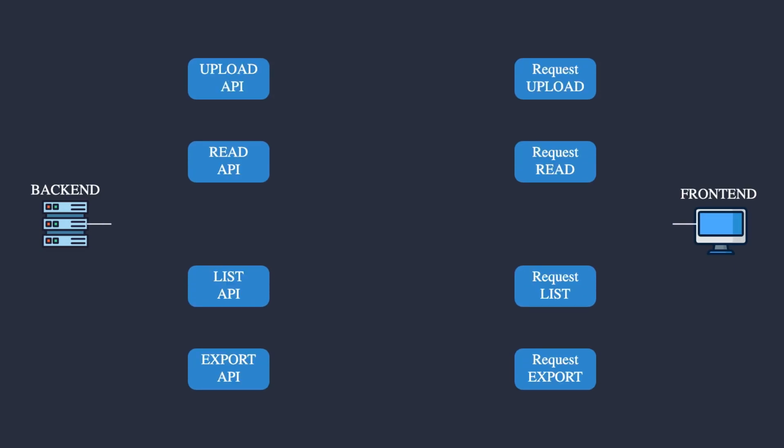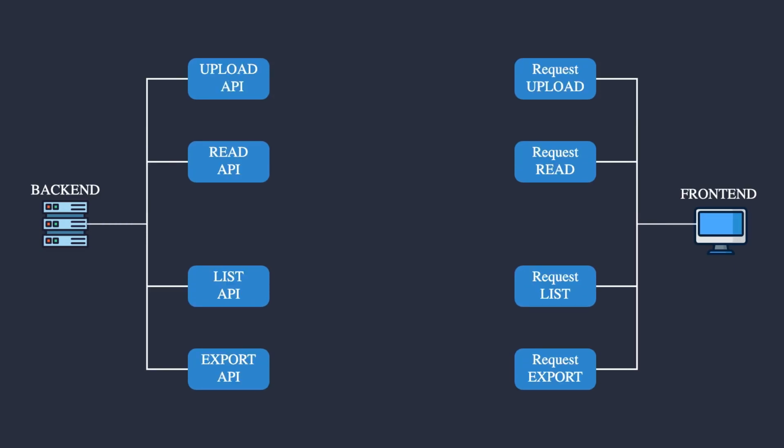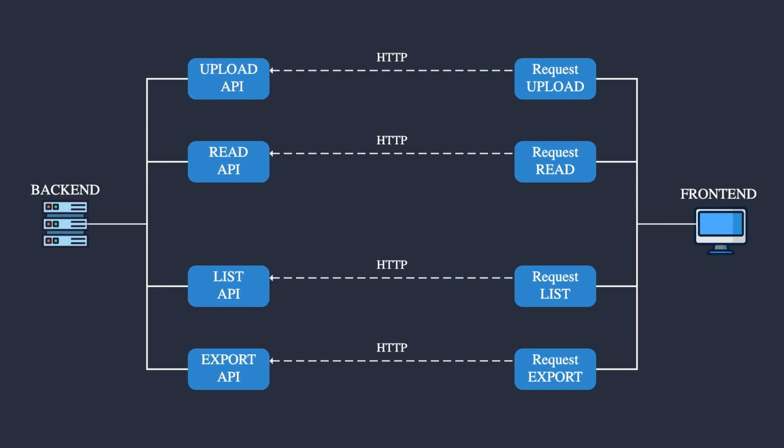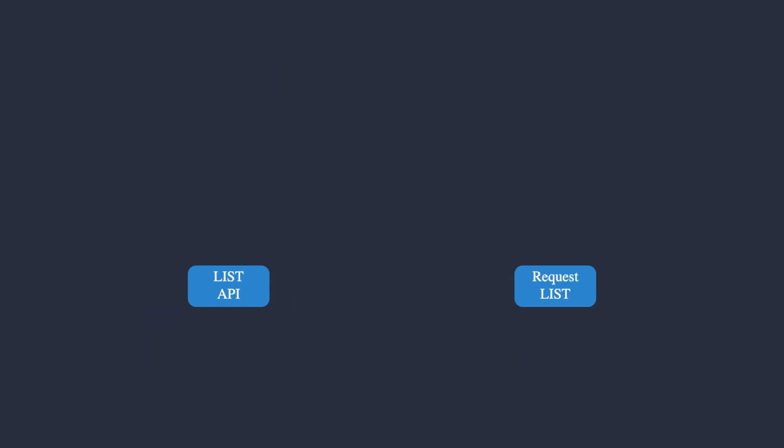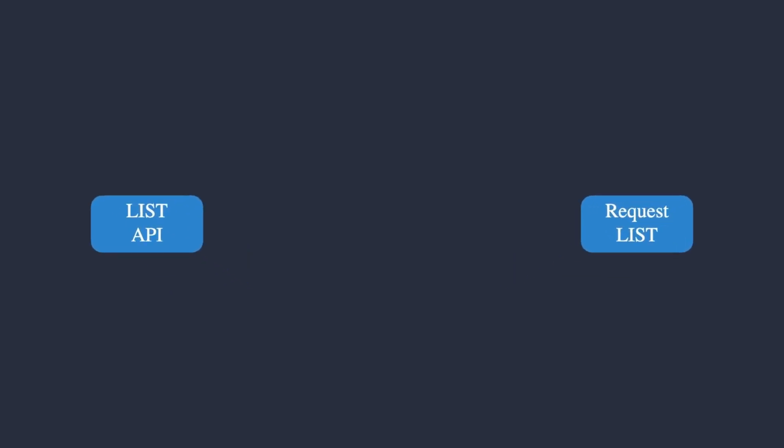A simplified architecture of the application would look something like this. The backend has four APIs for the four different functions we discussed earlier. One for uploading, one for reading, one for listing, and one for exporting. The frontend sends requests to the backend APIs based on the user's interaction in the UI. The communication between the frontend and the backend will be strictly HTTP, due to that TLS will be out of scope for this project.